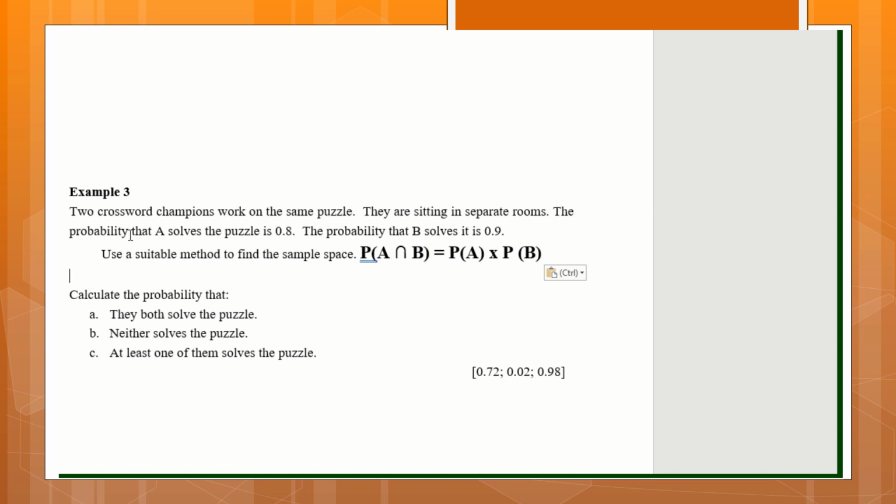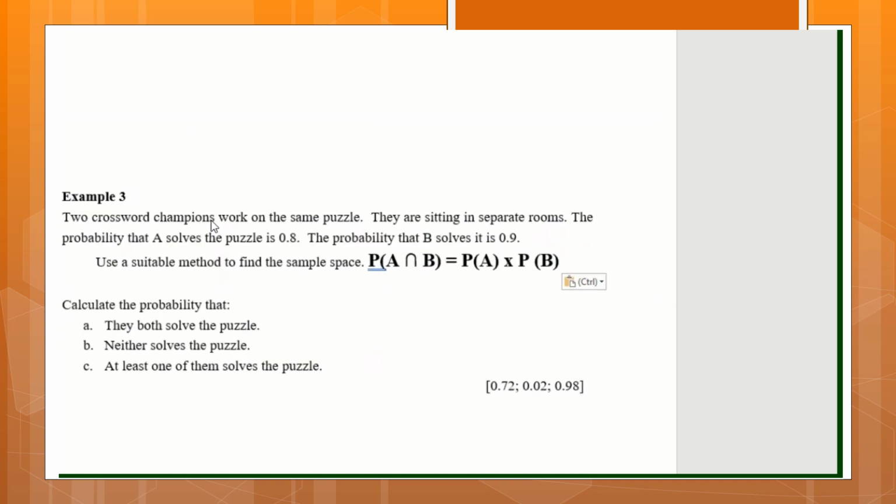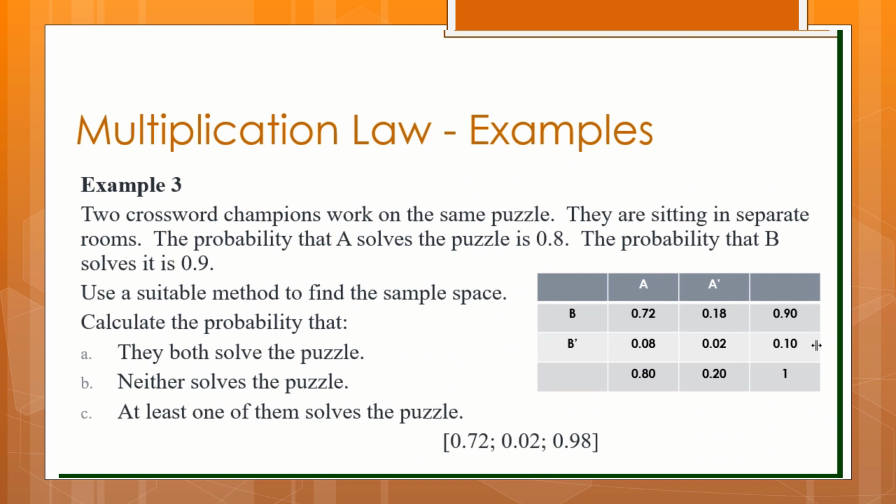So the probability A solves the puzzle. They're giving you the total probability of A is 0.8. They're giving you the total probability of B is 0.9. Use a suitable sample space. Now you have two people. So it's either A solves or A doesn't solve, or it's either B solves or B doesn't solve. So the only way for you to do this is to draw a two-way table. Okay? So let's take a look.